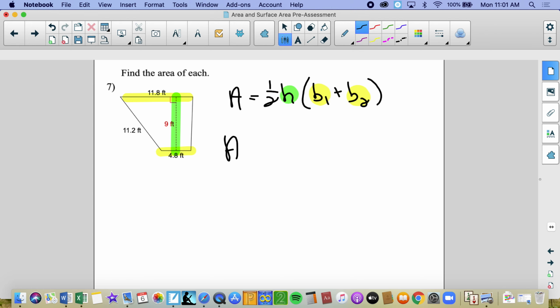Let's start filling in the pieces of information. The height is 9 feet. B sub 1, we'll make it be the top one. It doesn't matter. It can be either one. It can be the top or the bottom. And then b sub 2, if 11.8, the top one is my first base, my other base needs to be the other parallel base. So we'll choose the bottom one.